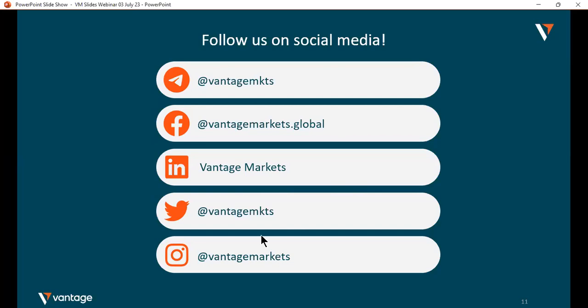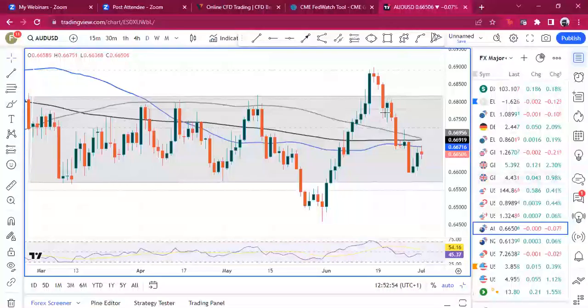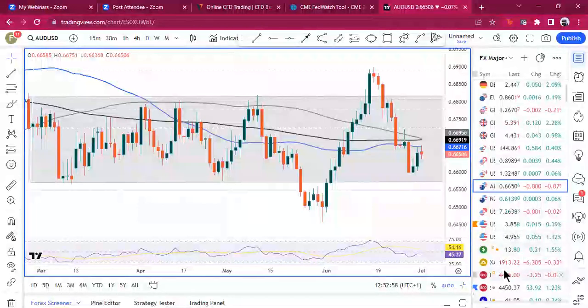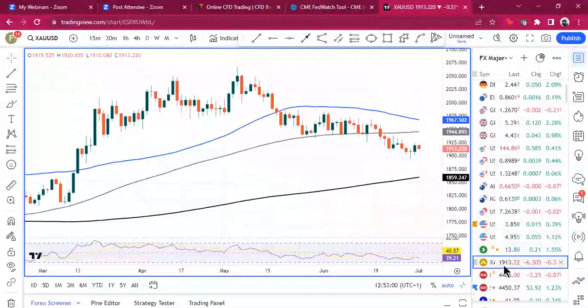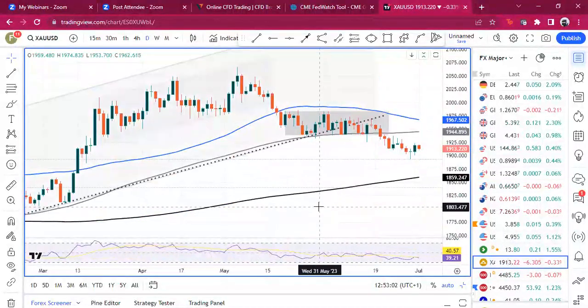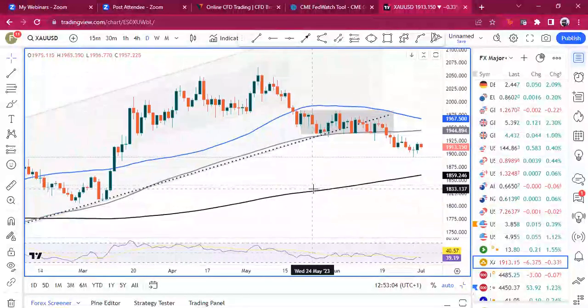We do have one quick question. Any gold predictions? Good point. I do like to cover gold, and we do cover that in the daily commentary on the website as well, so hopefully that will prove useful. But bear with me, I'll pull up a chart of gold actually.